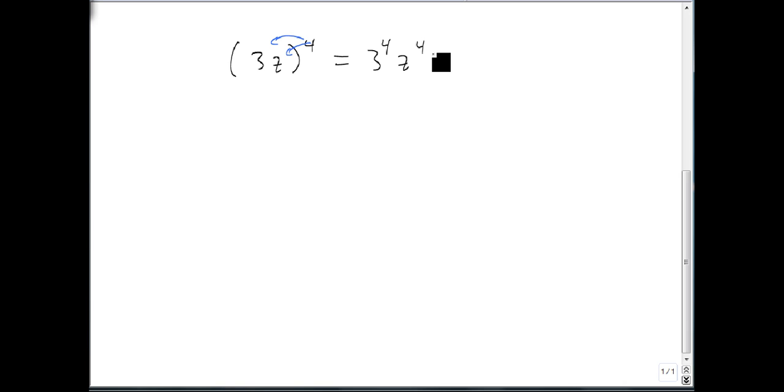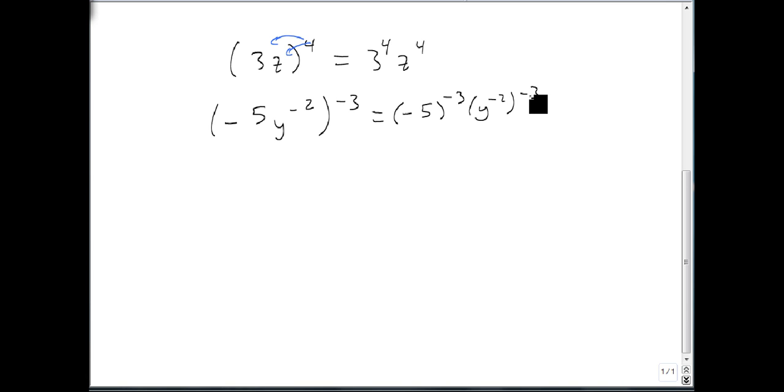Similarly, if we look at minus 5, y to the minus 2 raised to the minus 3 power, we get minus 5 to the minus 3 power, y to the minus 2 to the minus 3 power. Now we multiply through, so a negative 3 power times a negative 5 becomes 1 over negative 5 to the third. Notice I keep the sign the same, and we don't really like that negative there.